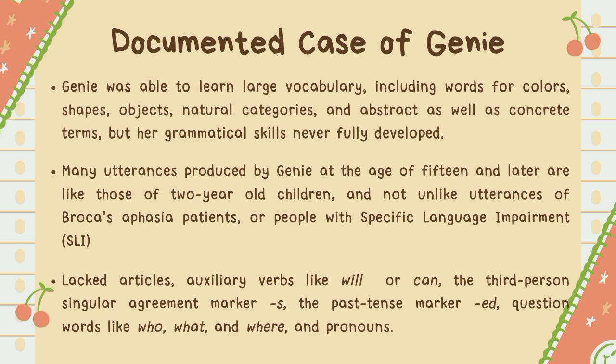Now, Genie's speech lacked several critical grammatical elements, including articles, auxiliary verbs like will or can, the third person singular agreement marker, the past tense marker, question words like who, what, where, and pronouns like he, she, they.